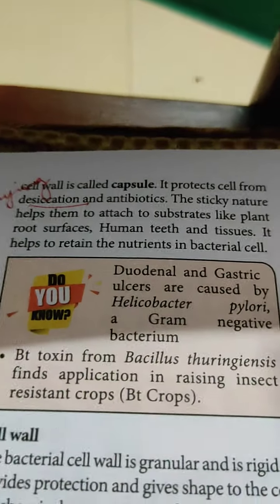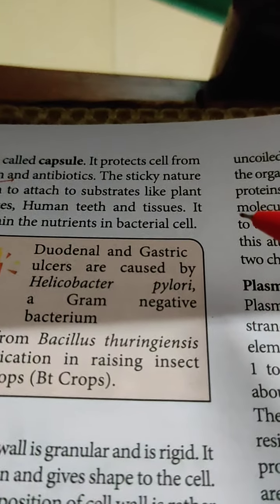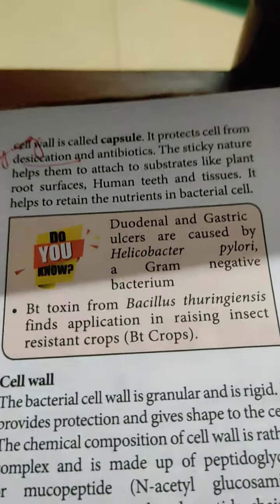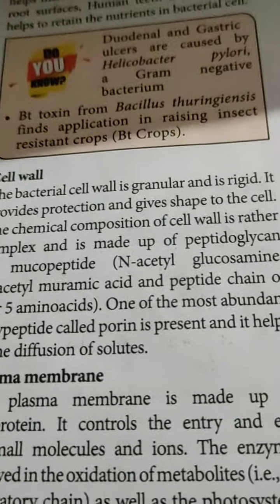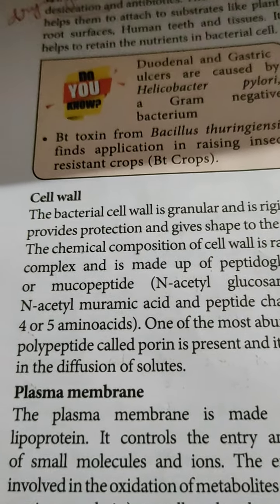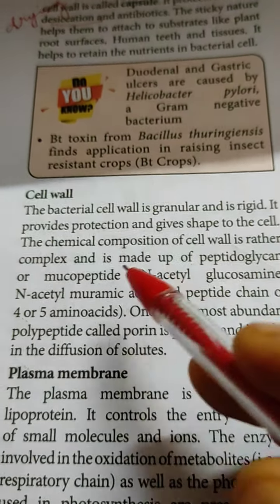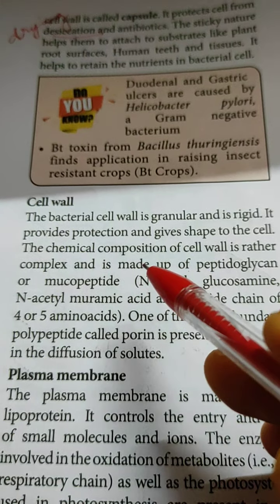Inner to the capsule or glycocalyx, we can see the cell wall. The cell wall in a bacterial cell is granular in nature, made up and rigid. It provides protection and gives shape to the cell. That is the function of the cell wall.